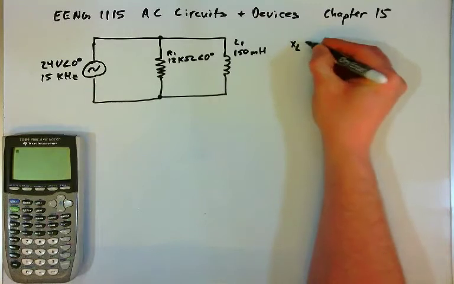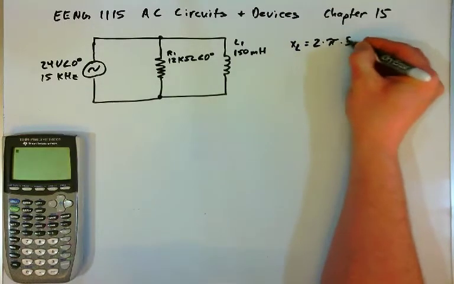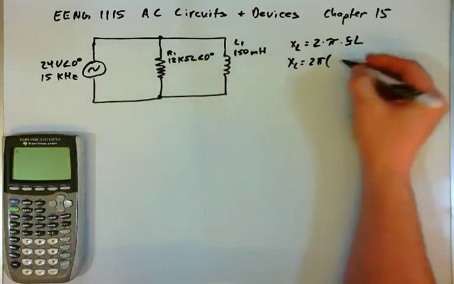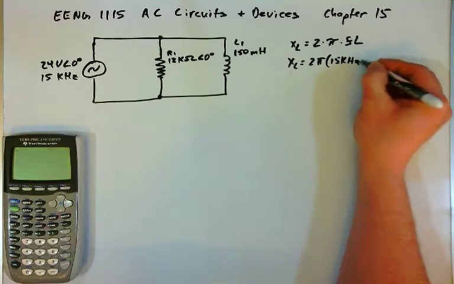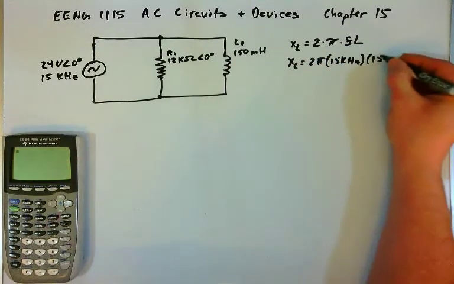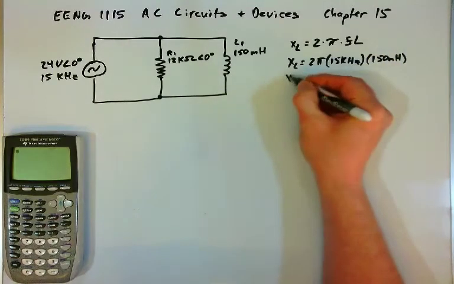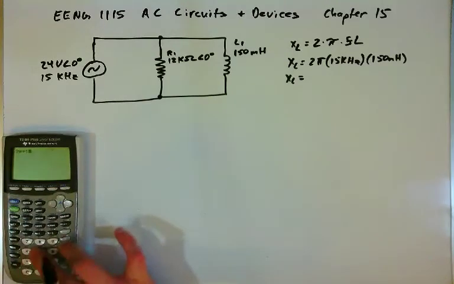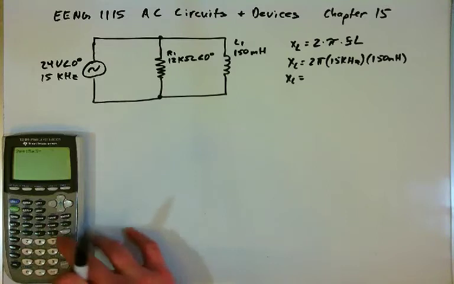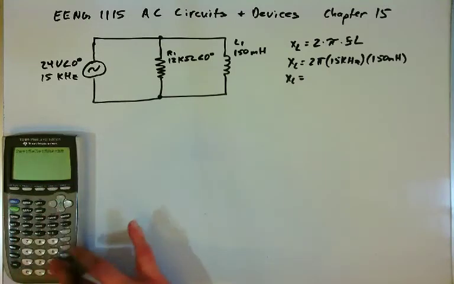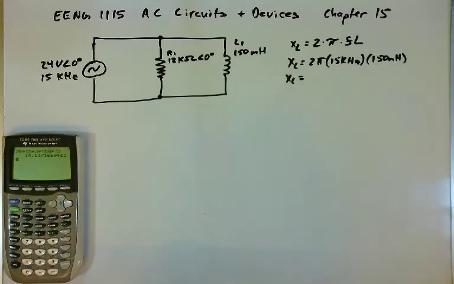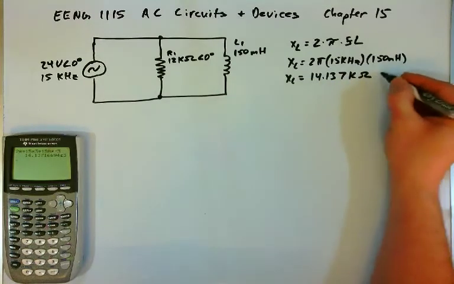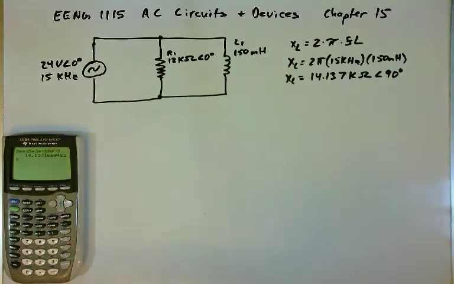The first thing we need to do is find the inductive reactance, which is 2 pi FL. And so X sub L will be 2 pi times 15 kilohertz times 150 millihenries. And so X sub L will be 2 times pi times 15 kilo times 150 milli, and we get 14.137 kiloohms. Inductive reactance is always at a positive 90 degrees.